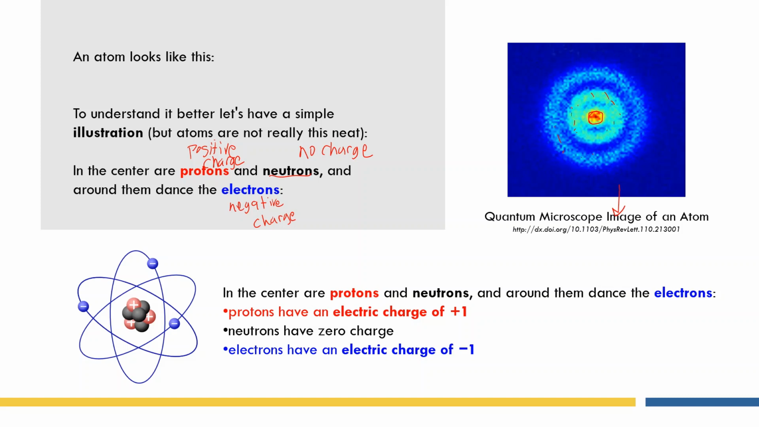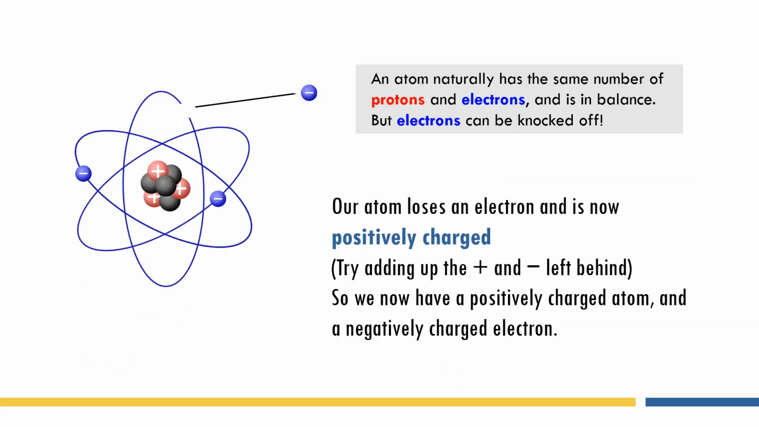Like I said before, the proton has an electrical charge of +1. Neutrons have no charge, and electrons have a charge of -1, which is negative. In an atom, usually the number of protons and electrons are the same, which means it's in balance.